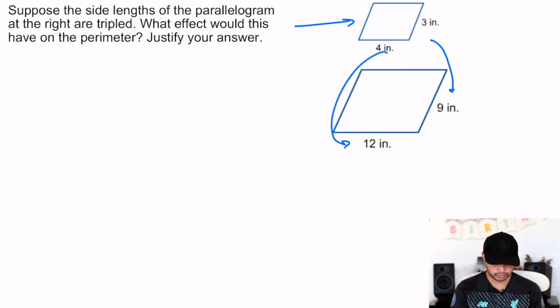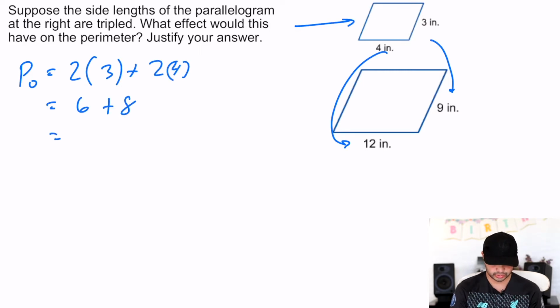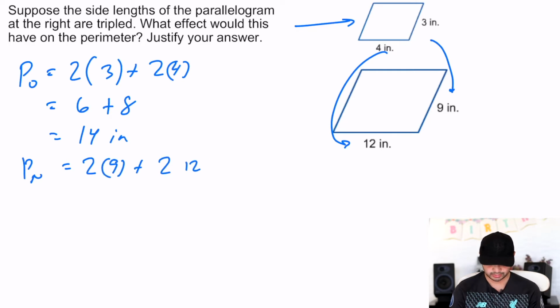If I find the perimeter of the original, that would be twice the length plus twice the width. So 2 times 3 plus 2 times 4, which gives us 6 plus 8, which is 14 inches. The perimeter of the new one would be similar: 2 times 9 plus 2 times 12. That gives us 18 plus 24, which is 42 inches.